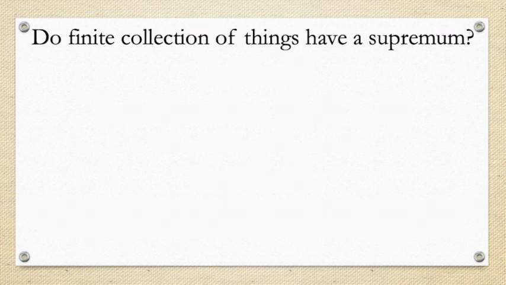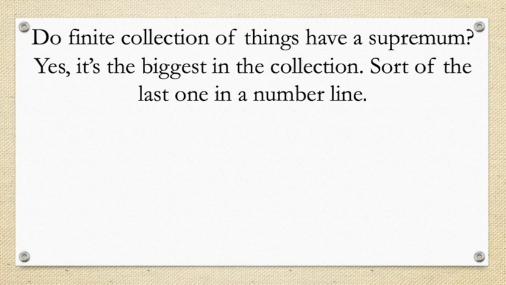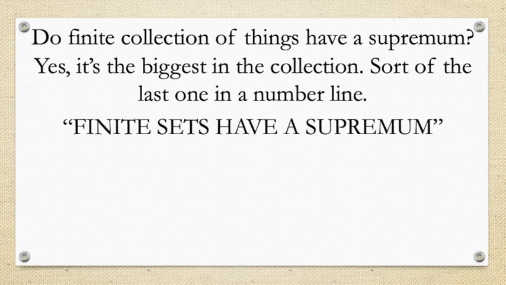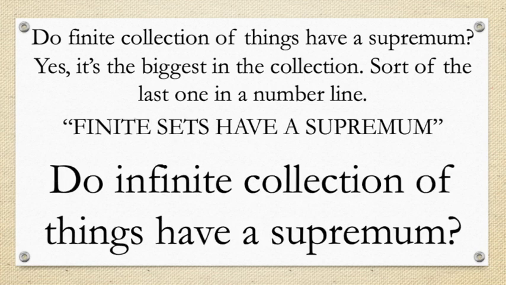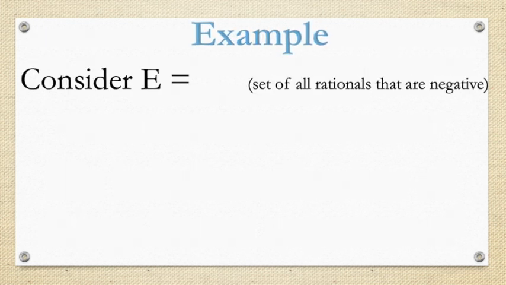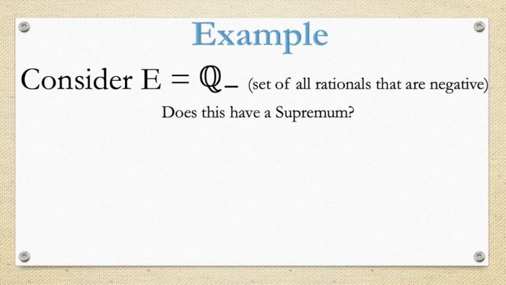Do finite collection of things have supremum? You are correct. It is the biggest in the collection, sort of the last one on the number line. Finite sets have a supremum. How about infinite collection of things? Do they have supremum? Let's have an example. Consider E to be the set of rational numbers that are negative. Does this have a supremum? You may pause the video for a minute to think about it. Answer.